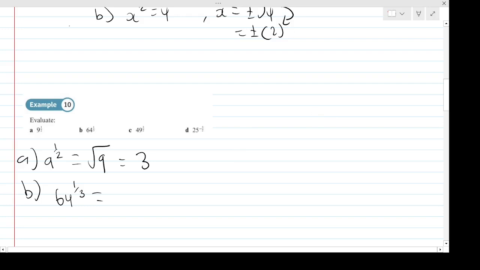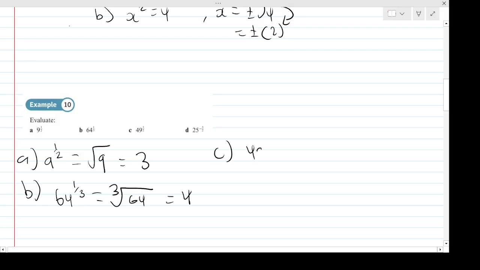But in this case, 1 over 3, we want the cube root, okay? So that'd be the cube root of 64. So that's saying what number times by itself 3 times gives us 64, and hopefully you realise that'll be 4. Because 4 times 4 is 16, and 16 times 4 is 64.